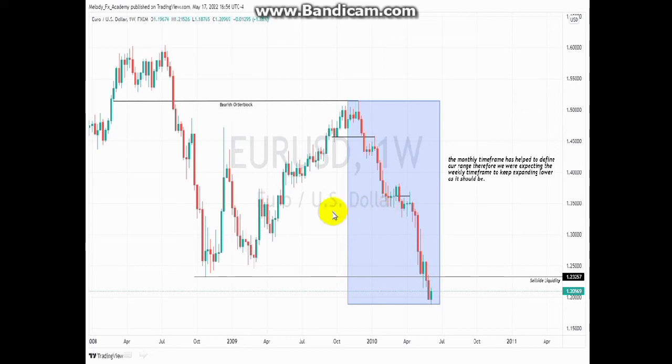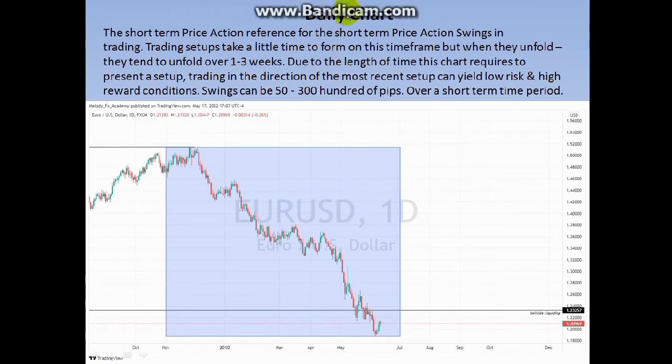Now going down further to the daily time frame for our short-term traders. This is the reference for the short-term price action swings in trading. Trading setups take a little time to form on this time frame, but when they unfold, they tend to unfold over 1 to 3 weeks. Due to the length of time this chart requires to present a setup, trading in the direction of the most recent setup can yield low risk and high reward conditions. Swings can also be about 50 to 300 pips over a short-term time period.